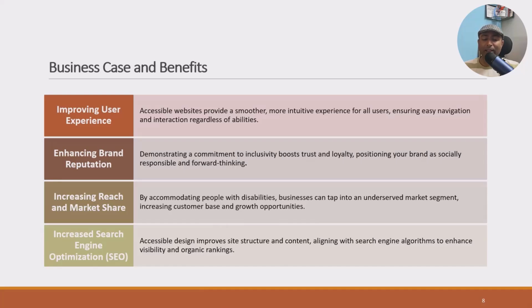Positioning your brand as socially responsible and forward thinking. This also comes as a part of social responsibility. We are not creating any partiality with those types of users who are disabled. Increasing reach and market share, where we are covering those people who are disabled as well as those who can see everything. Increasing search engine optimization, where accessible design improves site structure and content, aligning with search engine algorithms to enhance visibility and organic rankings.